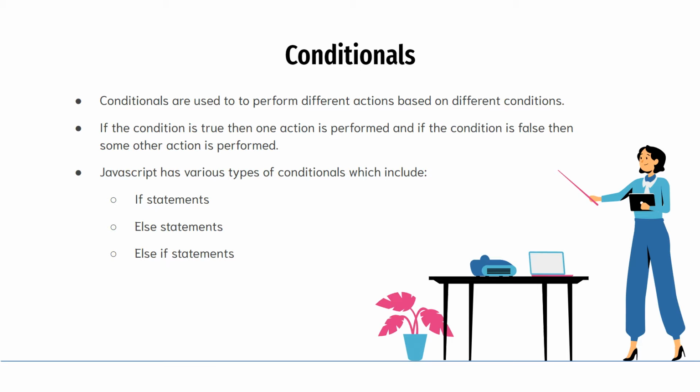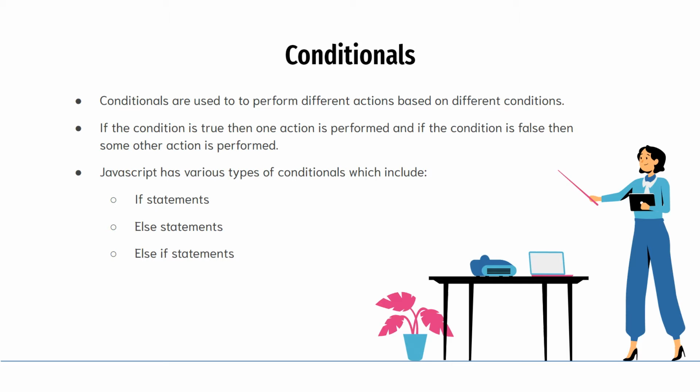And if he is greater than 18, you want to do some action. Suppose you want to print "you are eligible to vote." And if the person's age is less than 18, you want to print, suppose, "you are not eligible to vote." So based on whether the condition is true or false, you want to do some action. That's where conditionals come into play.